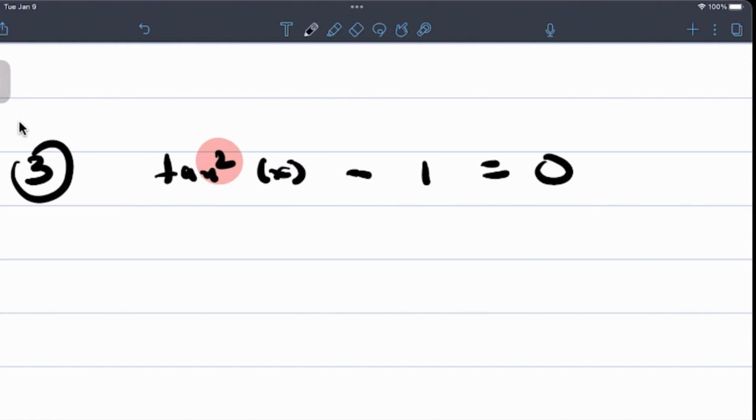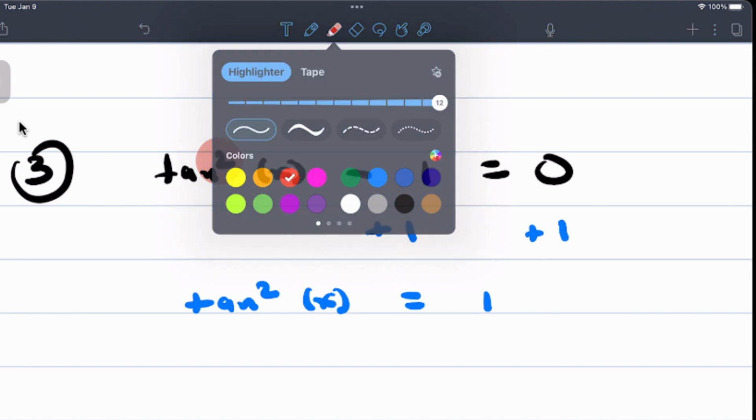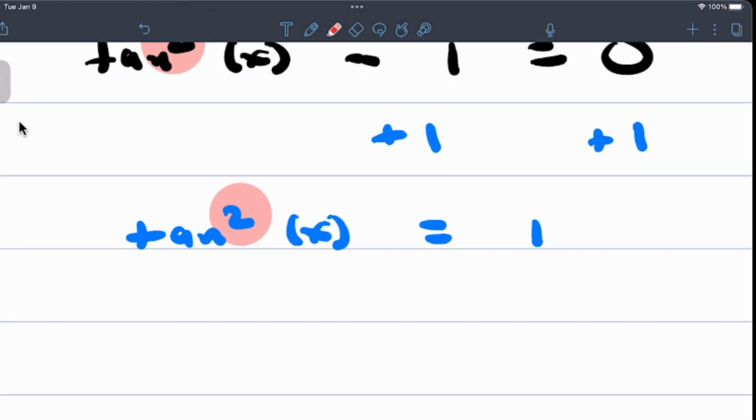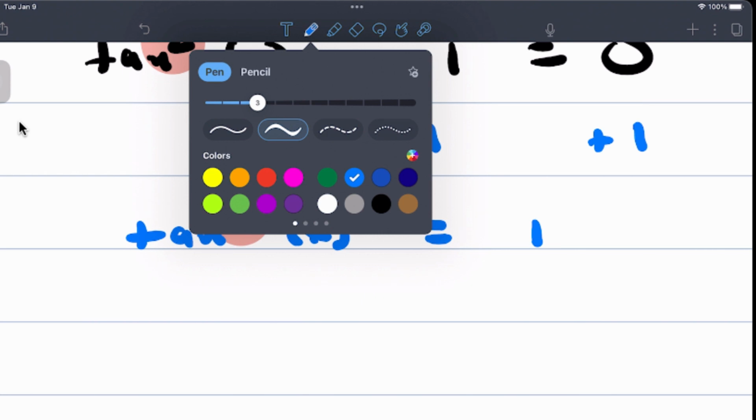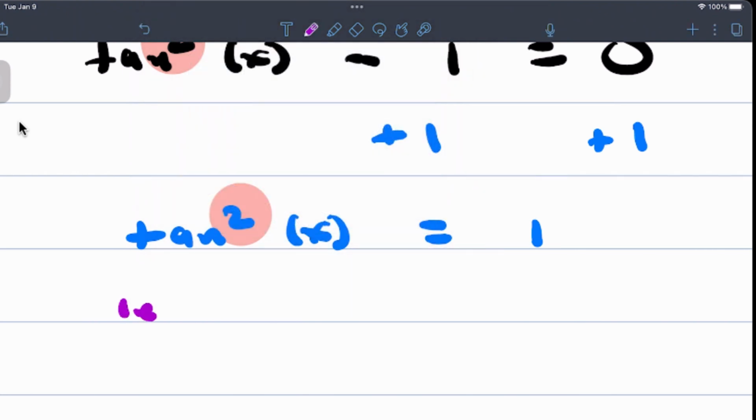Okay, so let's see. What did you guys do here? You're going to add 1, and you end up with what? Tangent squared equals 1. Is that true? Okay. Have you seen this before today? Using a little bit of algebra, what are you going to do here? You're going to let t be what? Tangent.